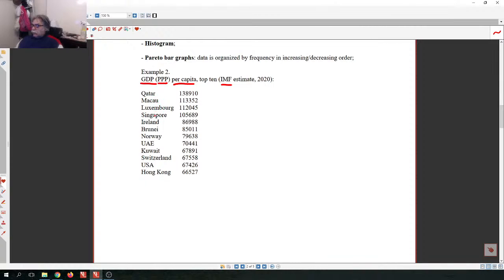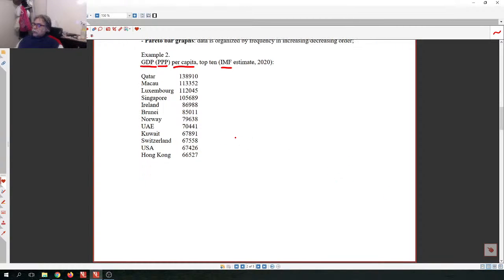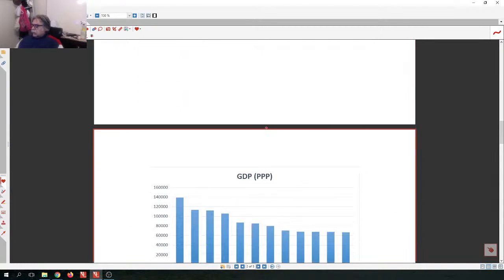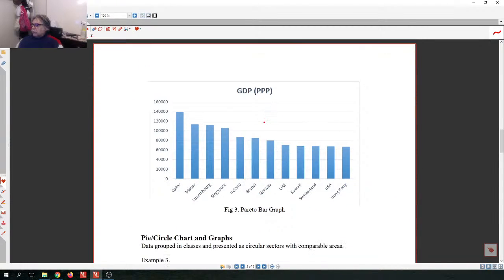1, 2, 3, 4, 5, 6, 7, 8, 9, 10, 11. We are 11th. Okay, then Hong Kong. That's another city-state in the coastal area of China, a part of China nowadays. Okay, so if you want to present this data as a Pareto graph, this is how it's going to look. This is a typical feature of a Pareto graph. First, of course, you're going to have vertical bar graphs.